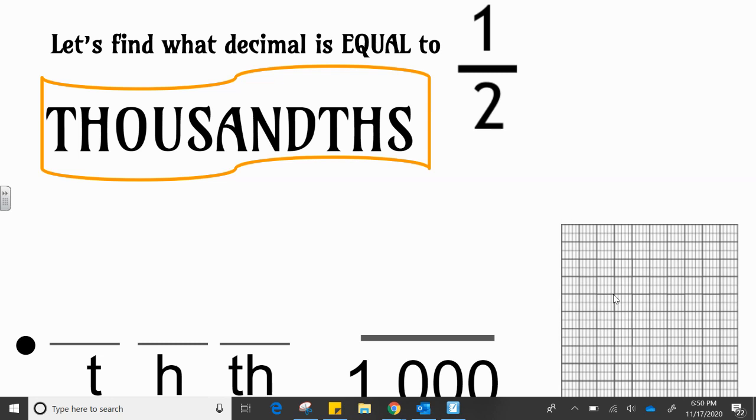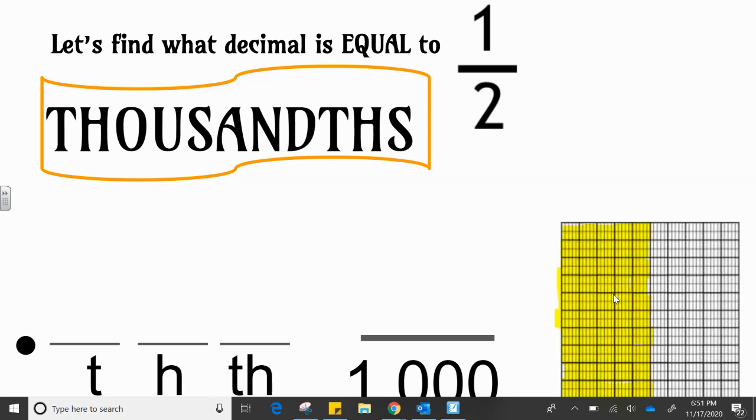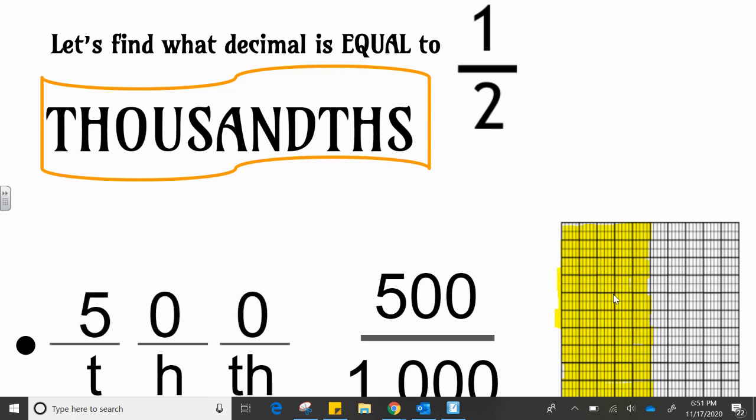Or we would have one whole brownie divided into 1,000 tiny pieces. Now, if I wanted to give you half of this brownie, I would still be giving you the same amount, but I would need to give you 500 of these tiny thousandths in order for you to get half. And another way to say 500 thousandths instead of as a fraction would be as the decimal 500 thousandths.